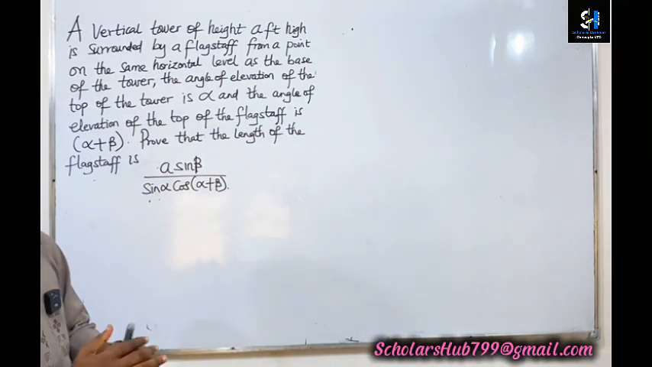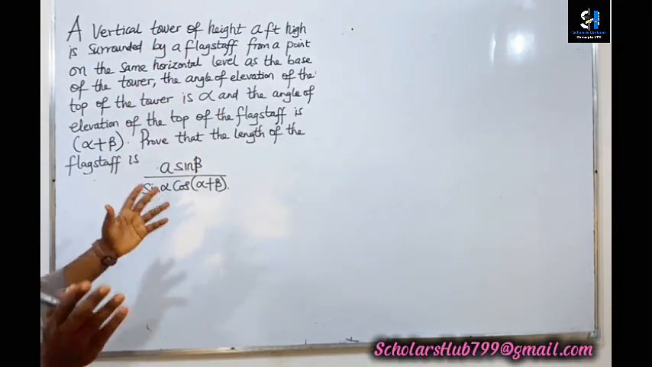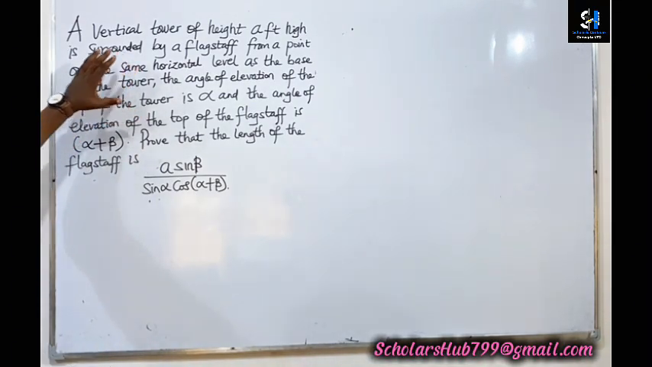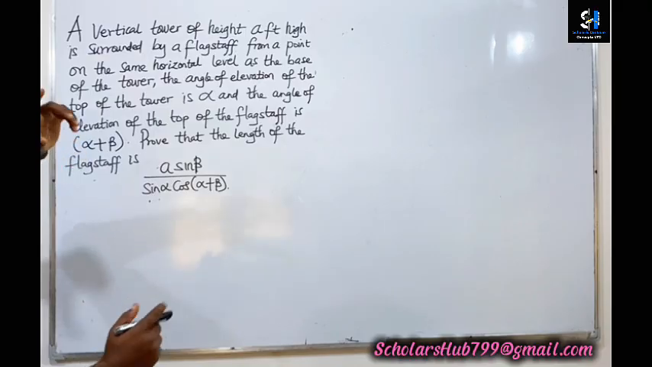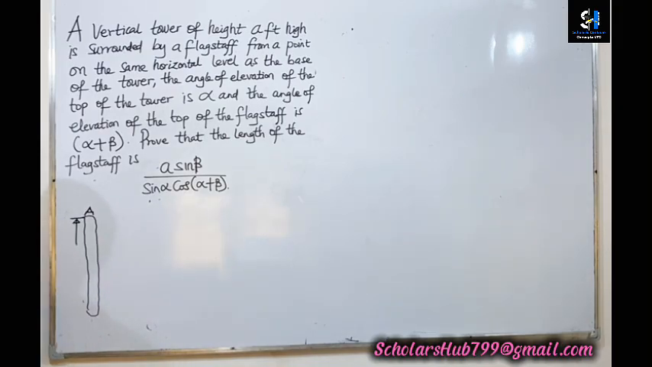Now the first thing we need to do, which is our first inclination, is to draw the diagram to analyze this problem. Let's see what it looks like. We go back to the question. We have a vertical tower of height a feet. So let's say this is the tower. Let me label the top of the tower with the letter A. So the height of the tower to the ground is A feet.